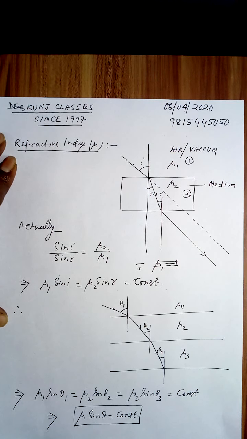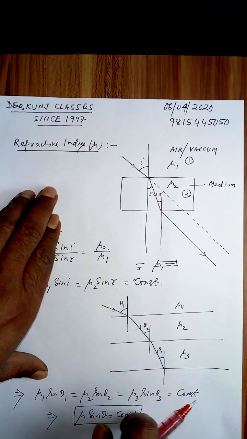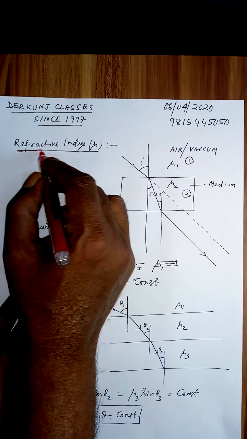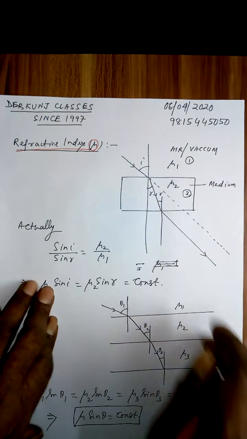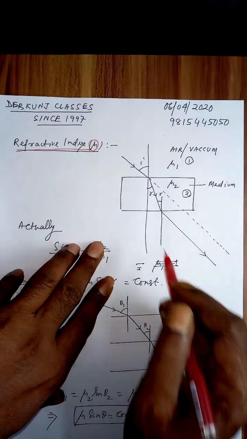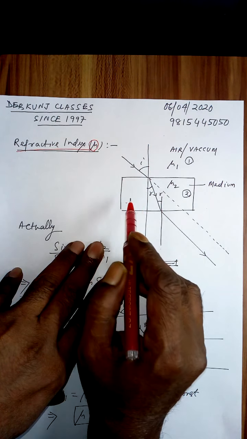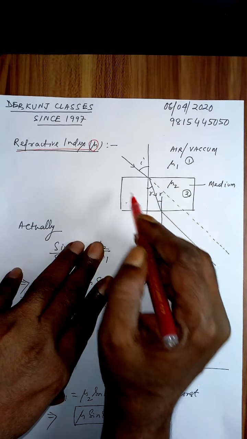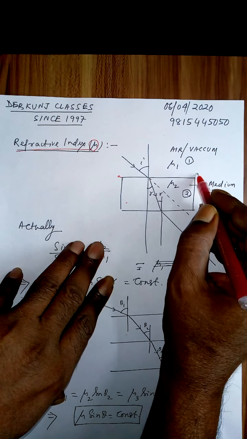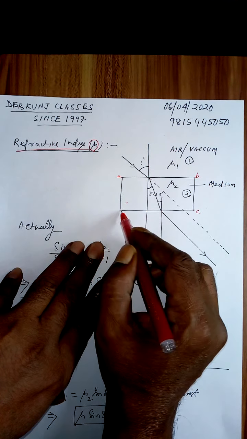Now another way to understand refractive index. Refractive index symbol is mu. In the previous lecture I had drawn a diagram like this. This was your glass slab. This point was A, this point was B, this point was C, this point was D.